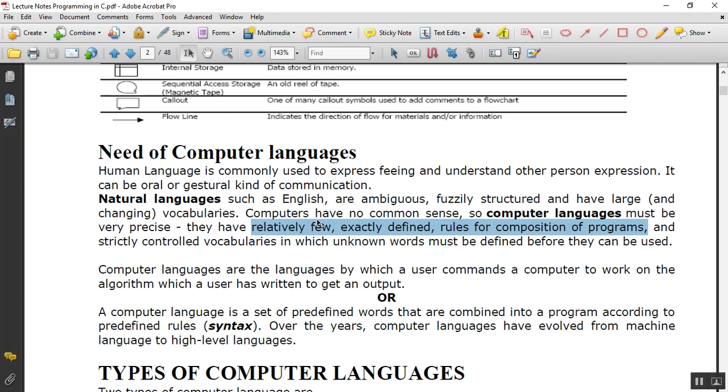Now, what is computer language? Computer languages are languages by which a user commands the computer to work on the algorithm which the user has written, to get an output. Now it says that you are writing commands, or you are giving commands to the computer to work on an algorithm and give or get a desired output from the computer.